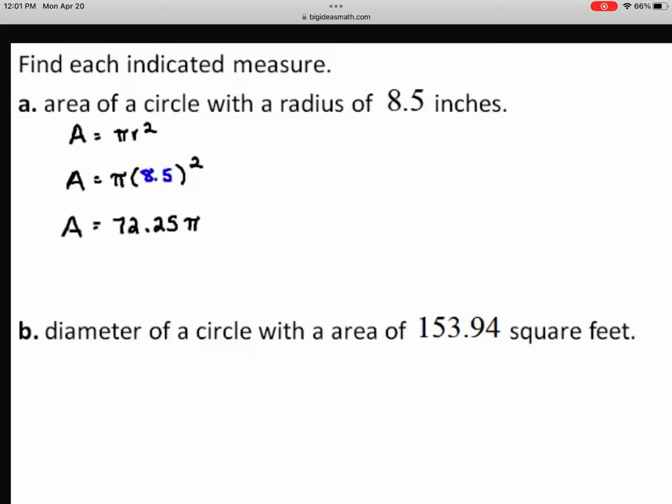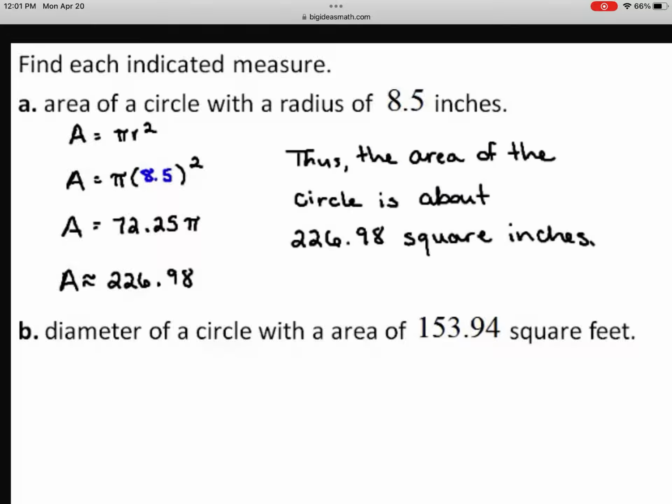Simplifying gives that A equals 72 25/100 times pi. Using a calculator to solve gives A is about 226 98/100. Thus, the area of the circle is about 226 98/100 square inches.